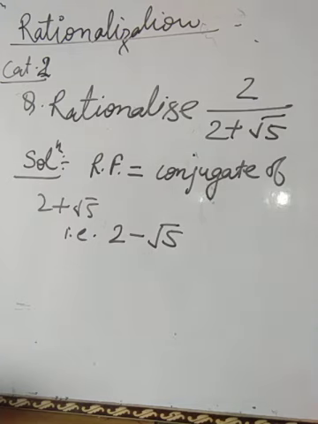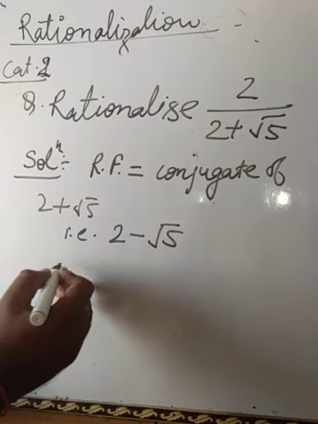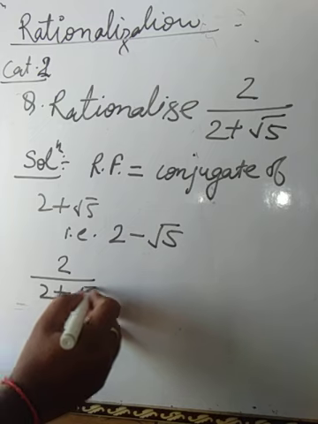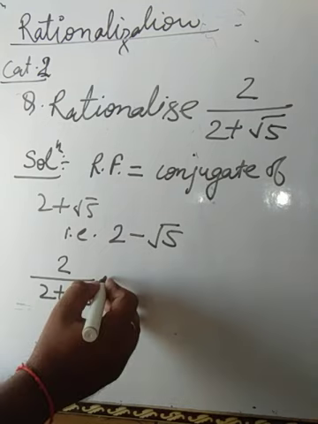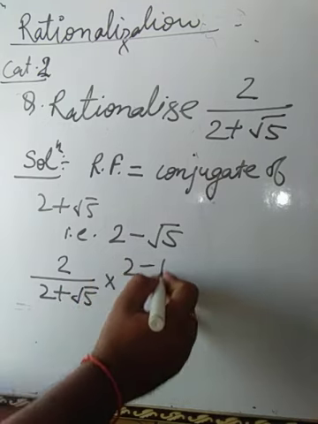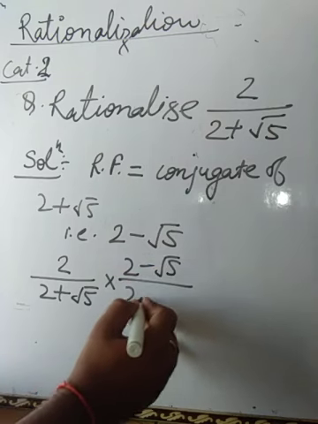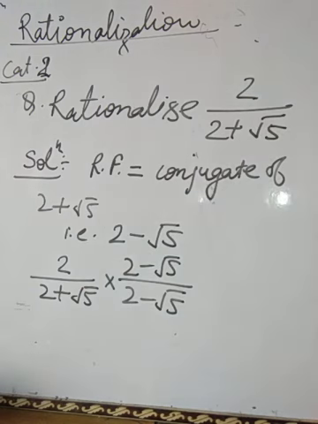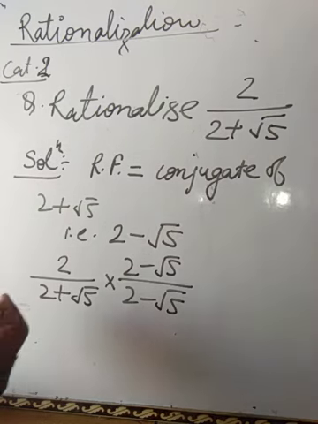As I told in that concept, I am just using the same rule. Now we are going to solve questions given as 2 upon 2 plus root 5. We will multiply this by 2 minus root 5. We are multiplying both the numerator as well as the denominator because the ratio remains constant, right? Otherwise the ratio will be different.